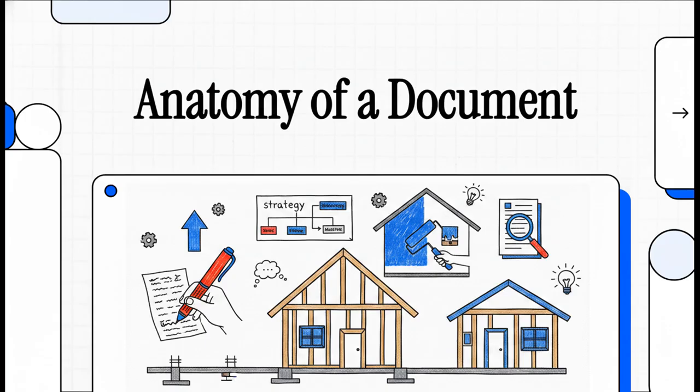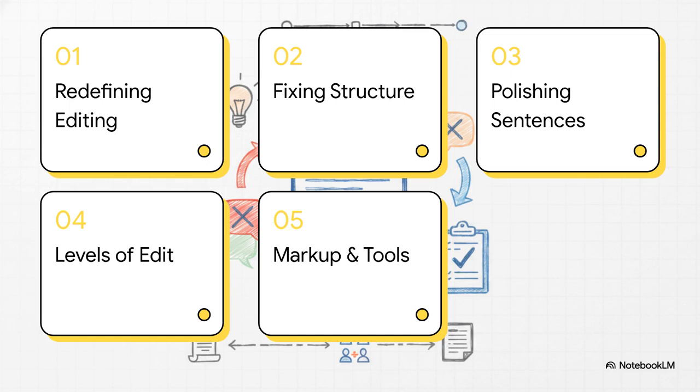You definitely don't want to start painting the walls before you've actually finished framing the rooms, right? So let's look at the process of inspecting a document from the foundation all the way up to that final coat of paint. Okay, let's dive into this. Here's our macro to micro journey for today. We'll start by redefining technical editing, then look at fixing document structure, polishing sentences for clarity, mastering levels of edit, and finally wrap up with markup and collaboration tools.